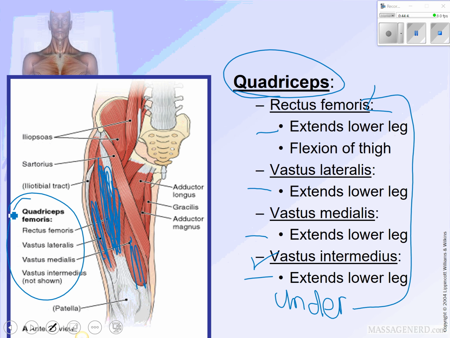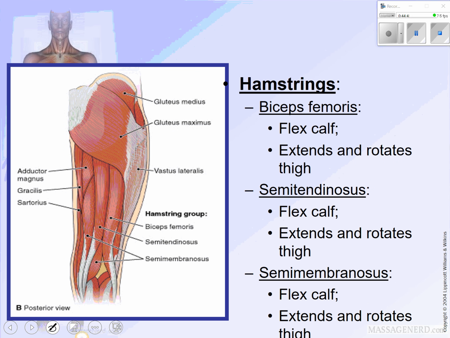Your hamstring muscles, that is a hamstring group. That's going to be your biceps femoris, your semitendinosus, your semimembranosus. So if you notice here, they all are going to flex the calf, and they're all going to extend and rotate the thigh. So they all have the same action. Of course, all of these are going to originate on that ischial tuberosity, and they all are going to insert somewhere on the tibia.